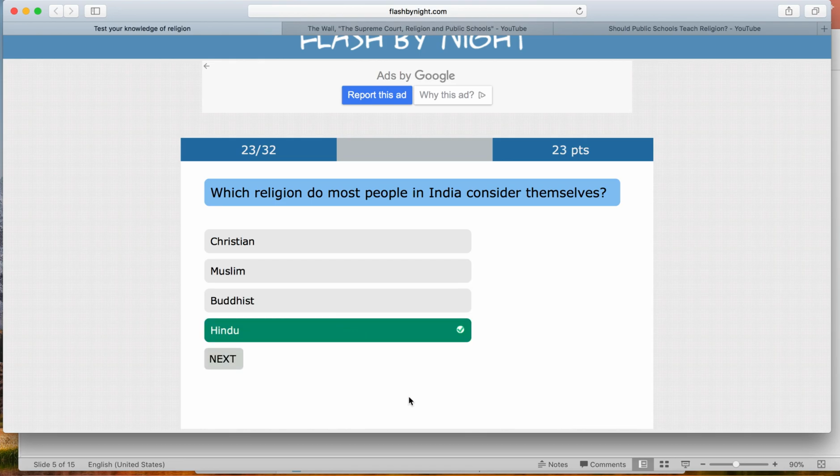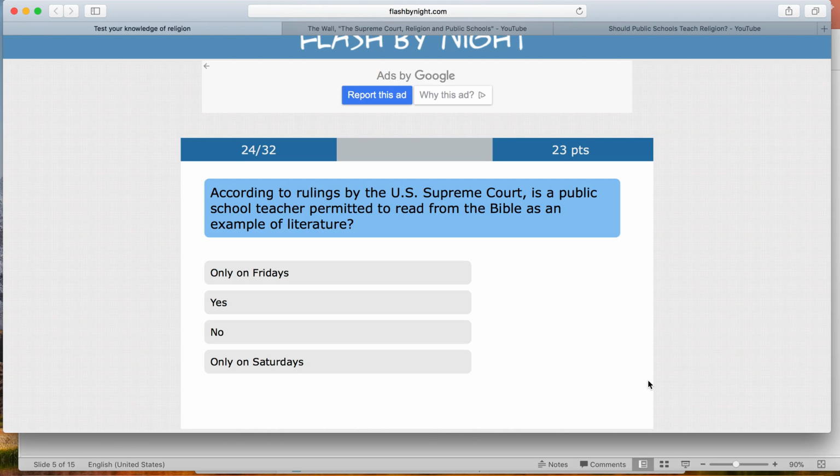Okay, is Hindu. According to rulings by the Supreme Court, is a public school teacher permitted to read from the Bible as an example of literature? Your options are only on Fridays, yes, no, and only on Saturdays. You selected yes, you are correct.